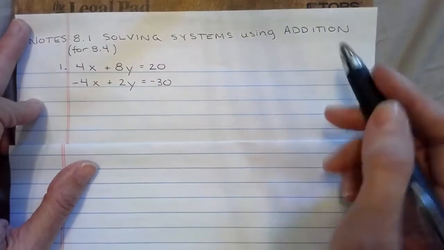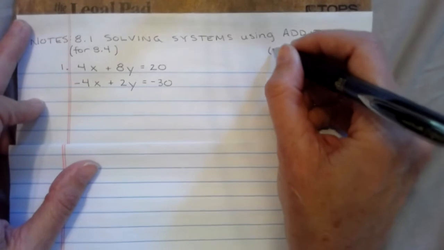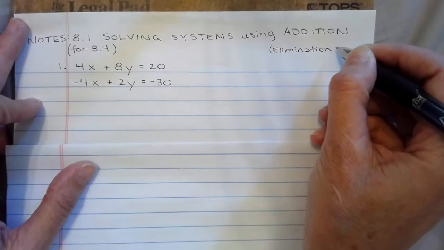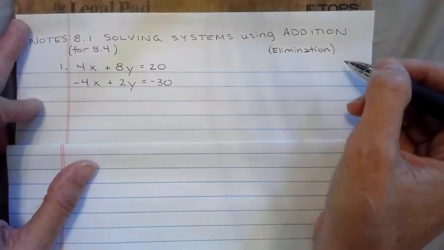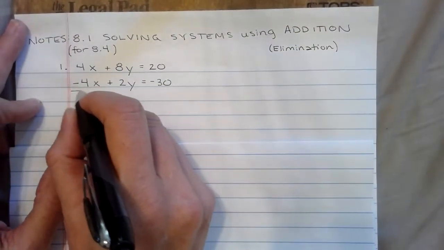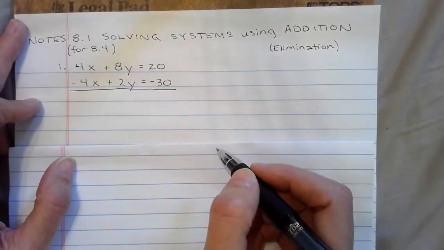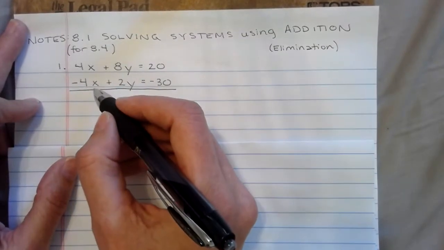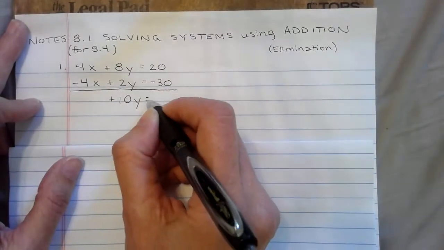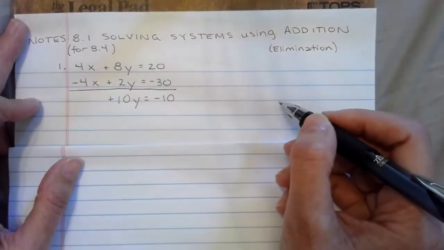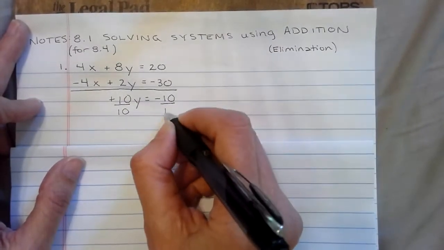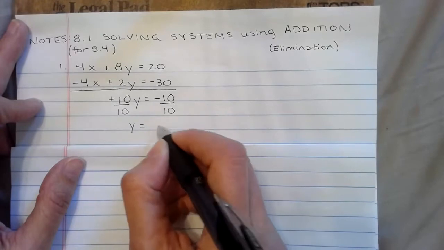So the idea with this addition method, and you'll also have heard it called elimination, is that we're just going to eliminate one of the variables. And the easiest way to do this is just to notice that I have opposites right here. If I were to take these two equations and combine like stuff, 4x minus 4x is a big 0. Over here I have positive 10y, and over here I have a negative 10. Boom, we just eliminated a variable with no effort at all. And if you divide both sides by 10, you get that y equals negative 1.